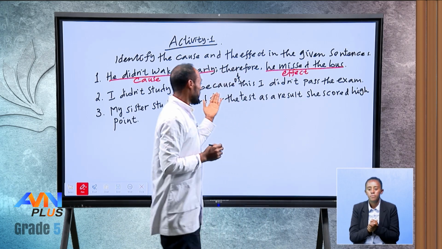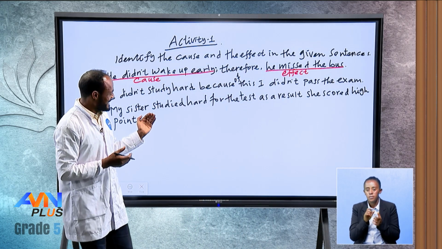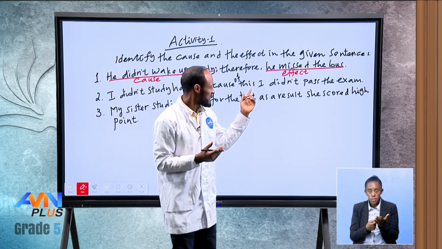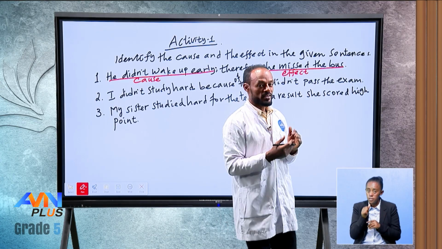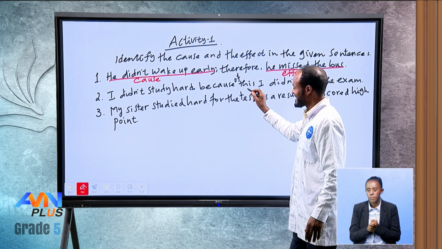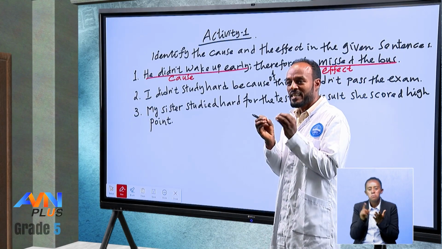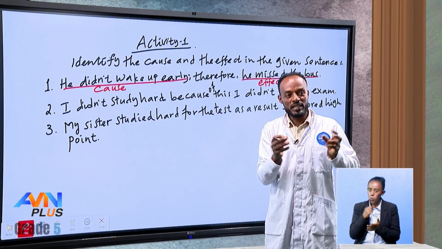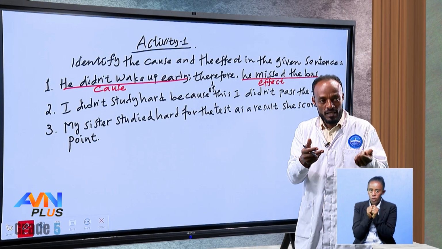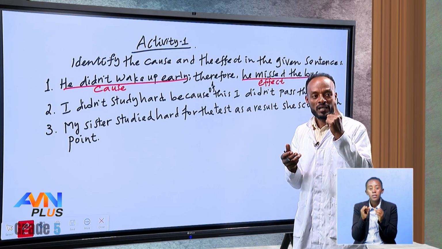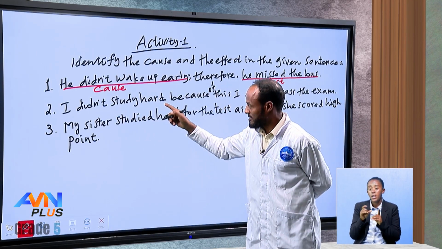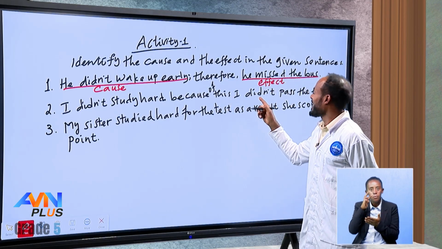The effect. What about the second one? I didn't study hard. Because of this, I didn't pass the exam. Because of this is just a conjunction that we use to bring different sentences together. Then it gives what? One complete meaning. I didn't study hard. Because of this, I didn't pass the exam.